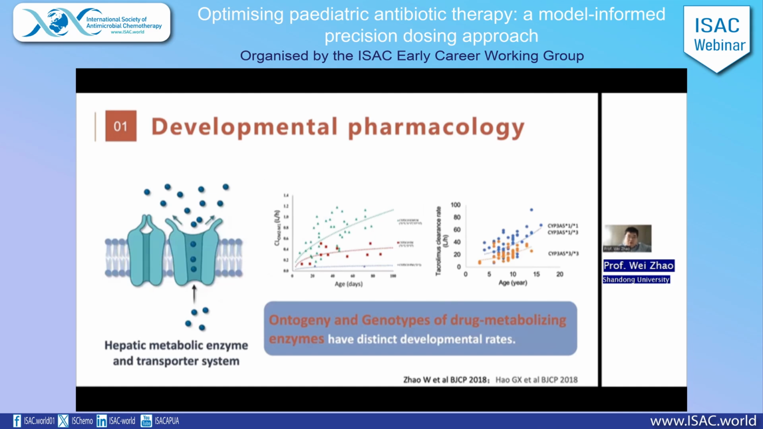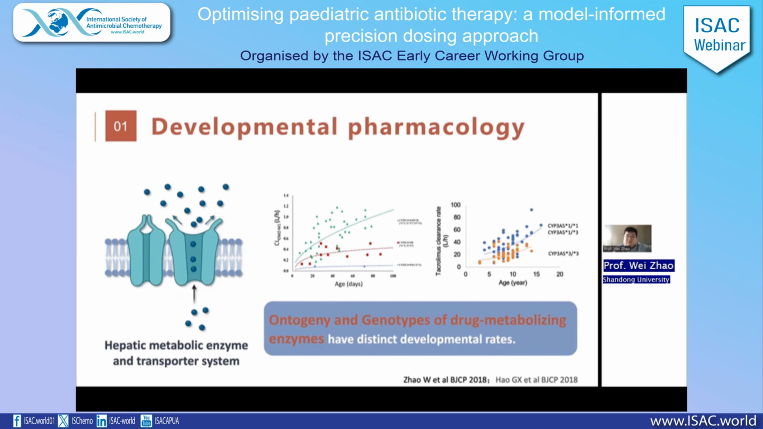And for the metabolism, each ontogeny has its own rate of maturation. In this picture, the left panel is for omeprazole. As you know, omeprazole is a probe substrate for CYP2C19. The blue ones are CYP2C19 poor metabolizers, and with increasing age you can see the clearance does not increase so much. But for CYP2C19 ultra-rapid metabolizers, the maturation can have a very high rate.